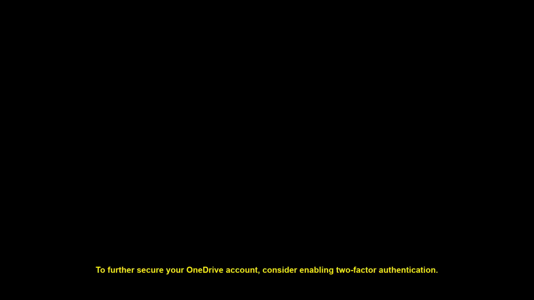To further secure your OneDrive account, consider enabling two-factor authentication. This adds an extra layer of security against unauthorized access. Once completed, you can exit the settings. That's how you update OneDrive ransomware recovery settings in Microsoft 365.